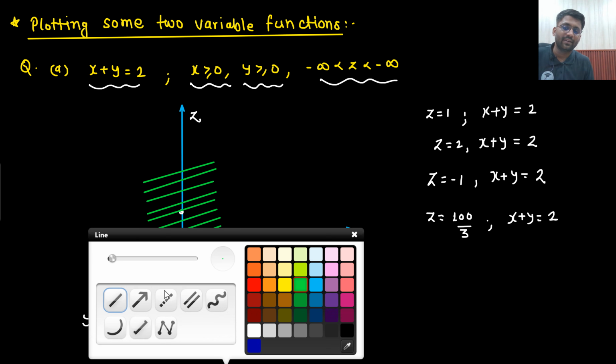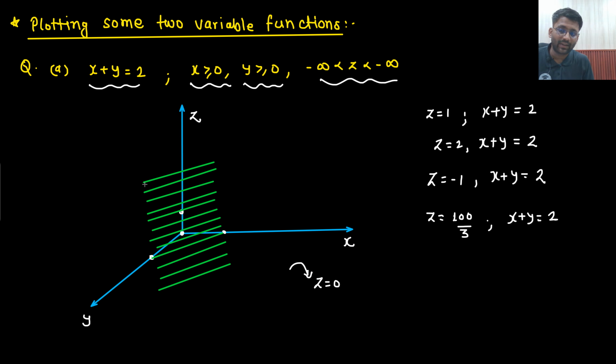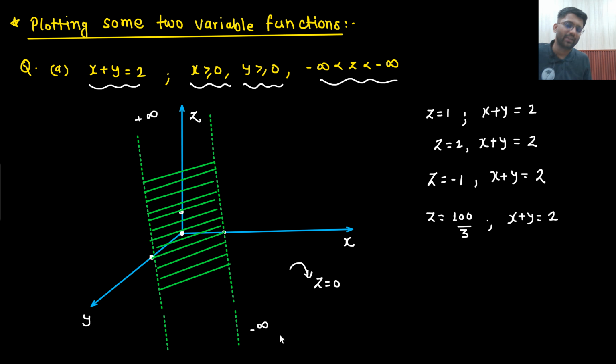So isn't it a plane? It will be a plane. Say yes or no. It will be going till infinity here, because z is going from minus infinity to infinity, and downward as well it will be going till infinity only. Till plus infinity it is going here, and till minus infinity it is going here. So just think about some xyz plane.